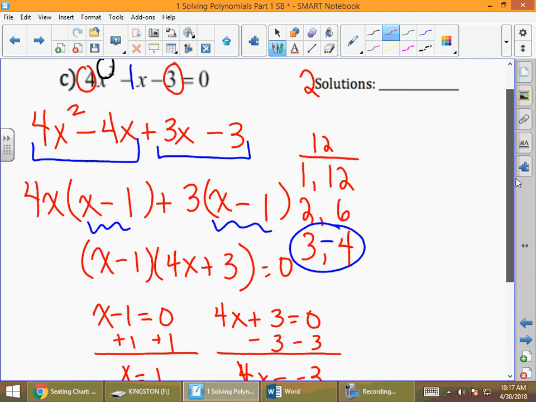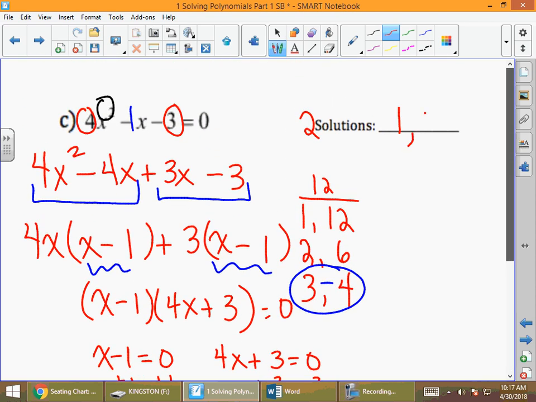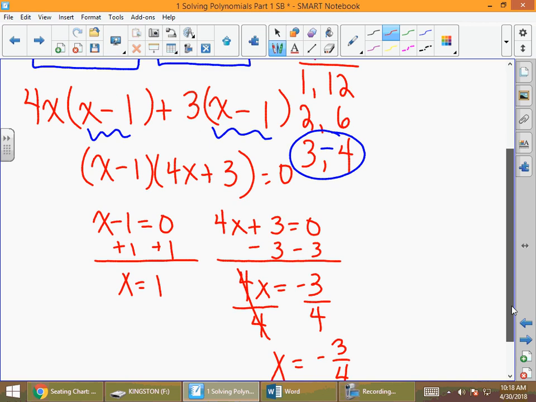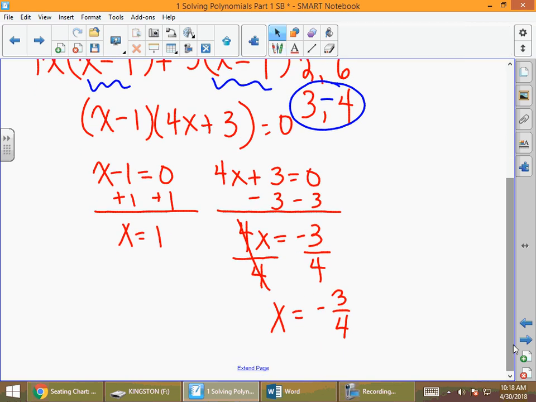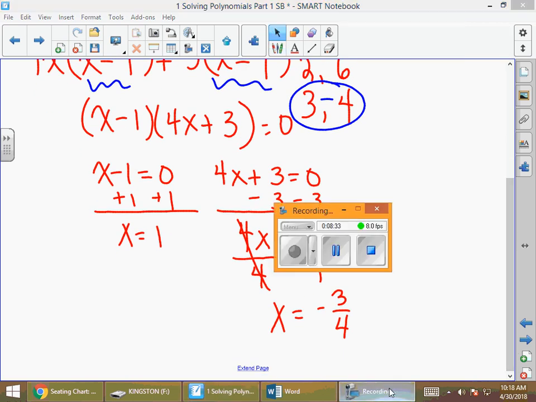So we've got 1 and negative 3/4 for our 2 solutions. Those are quadratics. 2 solutions.